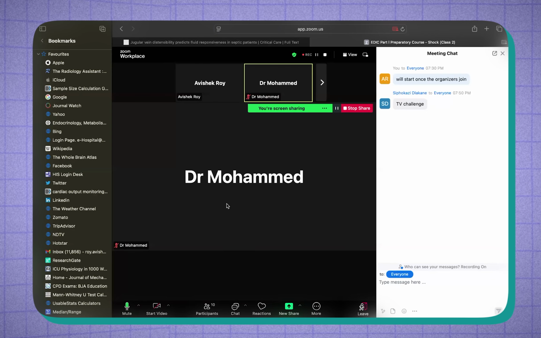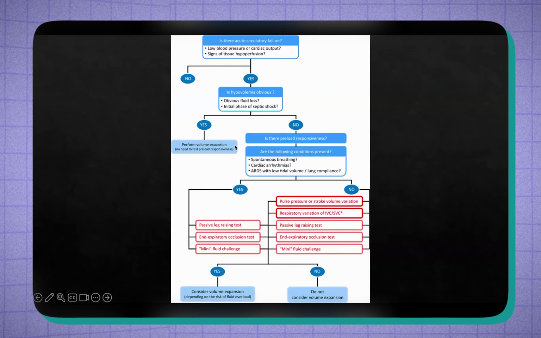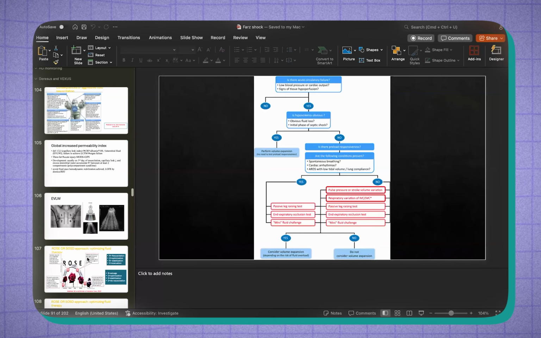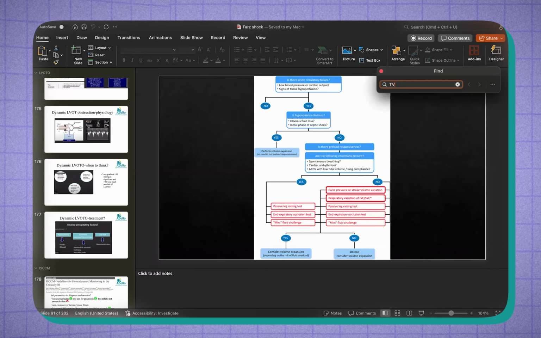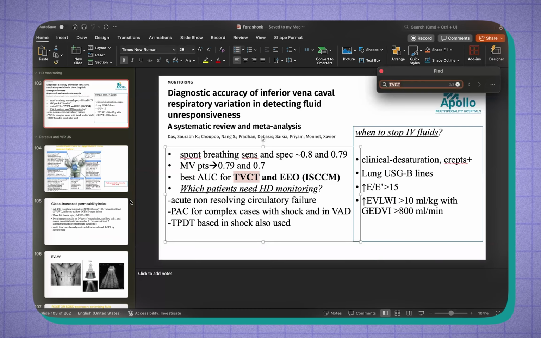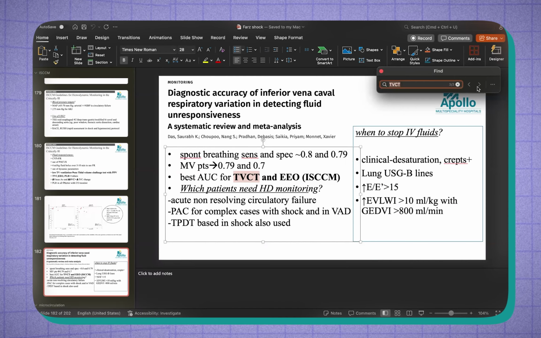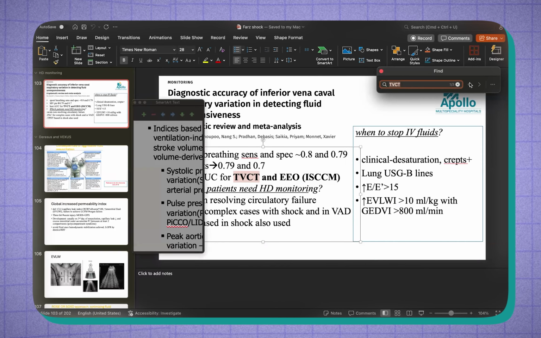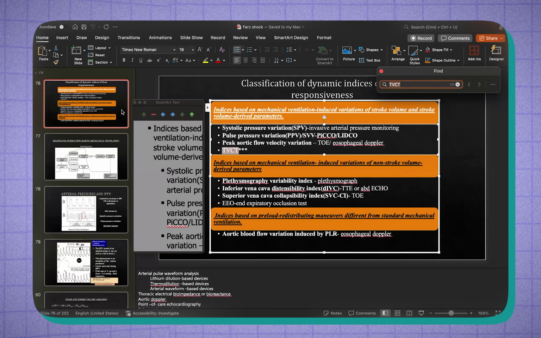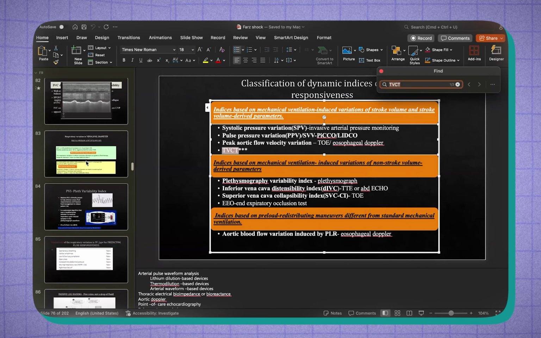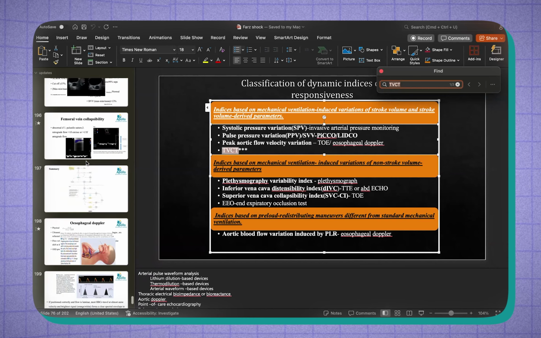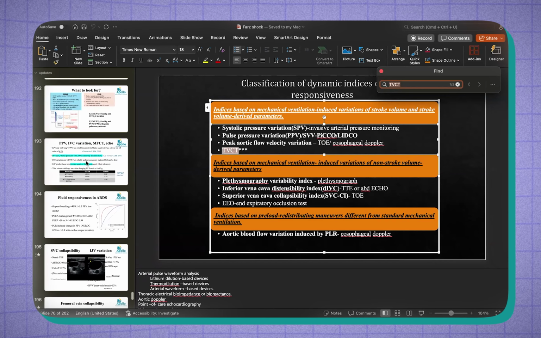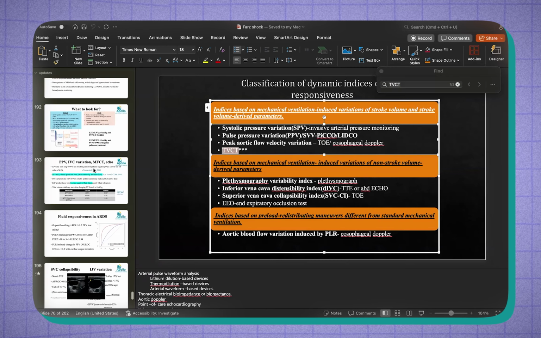One person has rightly pointed out the tidal volume challenge test. So what is the tidal volume challenge test? How is it done? Let me quickly find out. Okay, I have included ARDS updates, so I'll just go up and find the slide. The tidal volume challenge test. Yeah, this one.